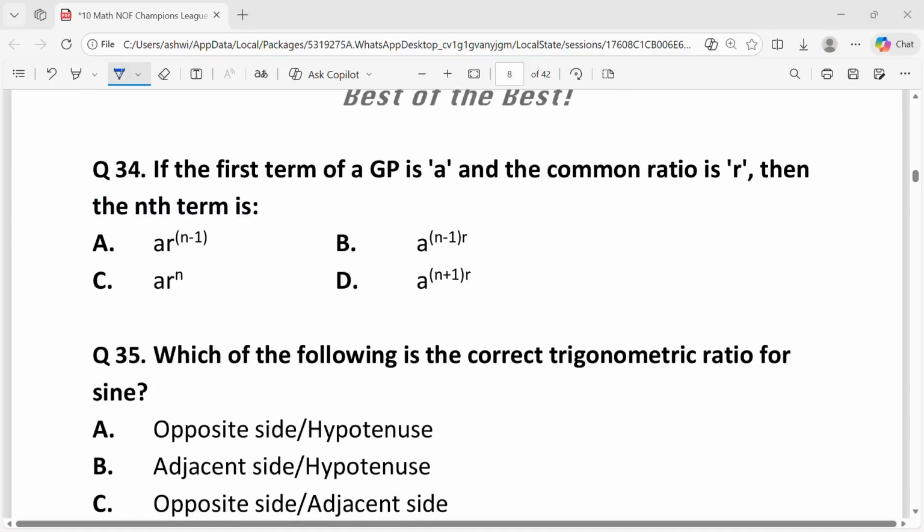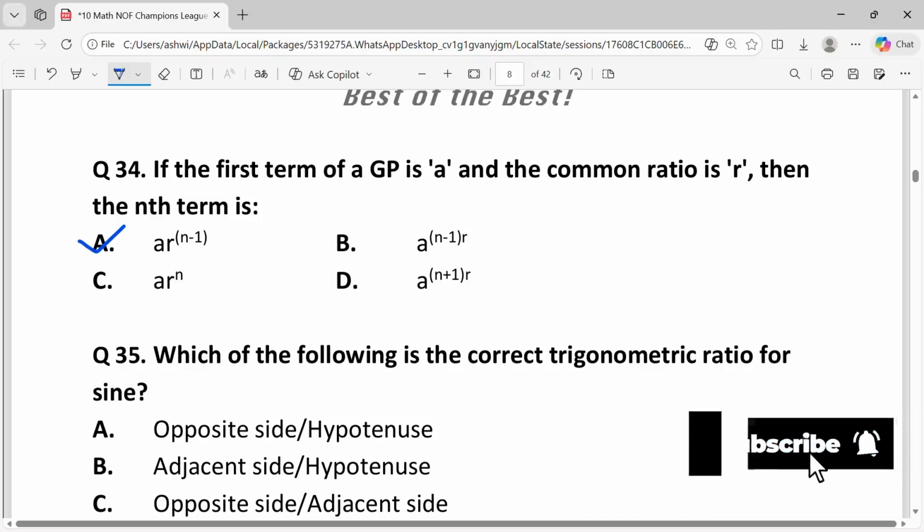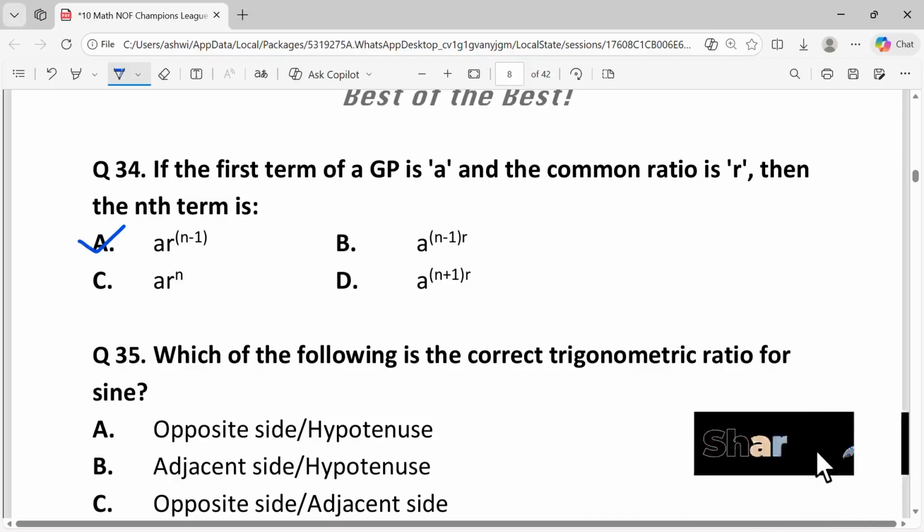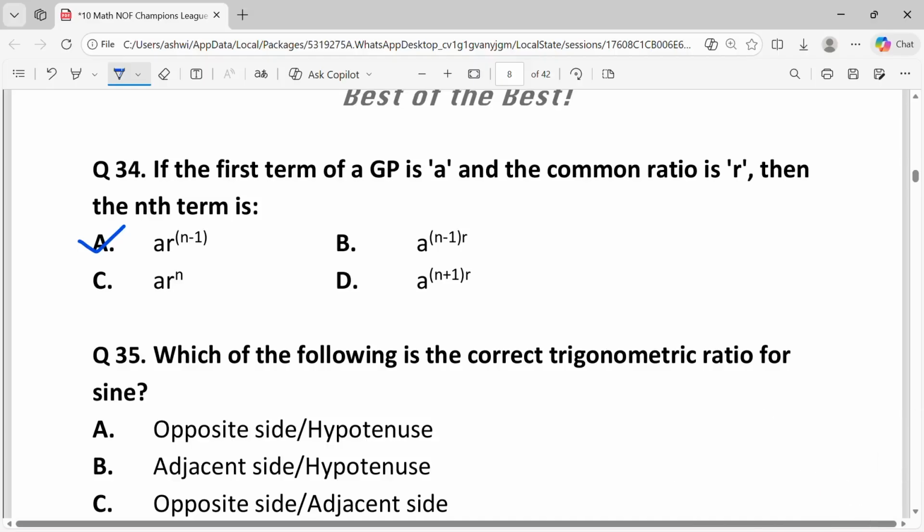Question 34. If the first term of a GP is A and the common ratio is R, then the nth term is, answer is A, A R to the power n minus 1. The formula for the nth term of a geometric progression GP with first term A and common ratio R is given by Tn is equal to A R to the power n minus 1.